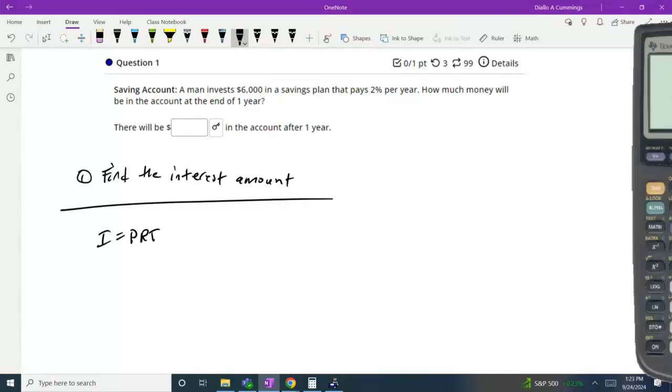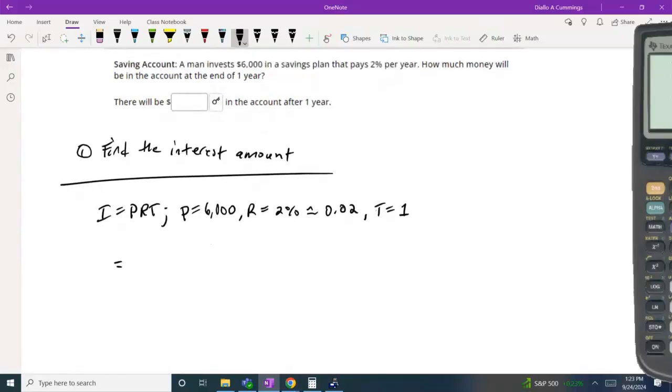I is equal to P times R times T, where P is going to be $6,000. That was the amount of money invested. R is the rate, which is 2%, but you must change that percent to a decimal. And the time is 1 year. We'll take a look at an example where the time is in something other than years. But for this one, we have exactly 1 year.